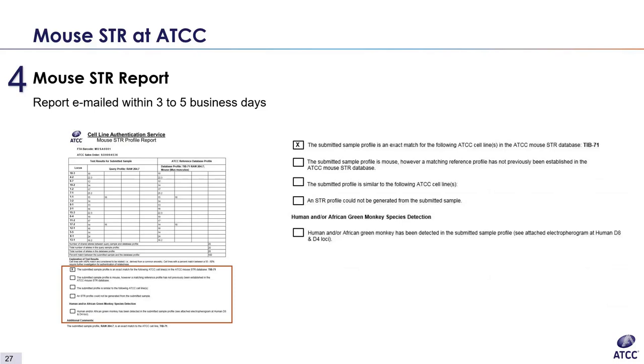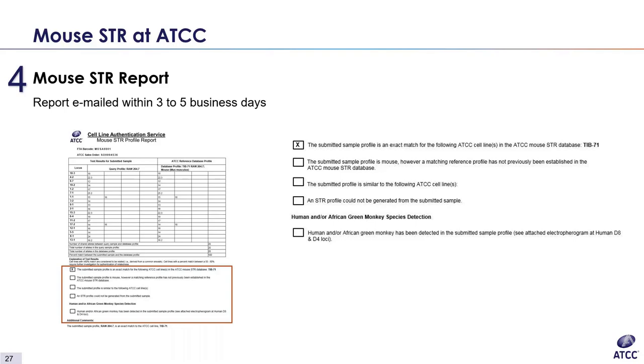On the bottom half of the first page, one of the four final result boxes will be checked. The first checkbox will correspond to a submitted sample that is an exact or 100% match to an ATCC cell line, which is what we have in this instance. The second checkbox will correspond to a full mouse profile being generated, but one that does not match one of ATCC's cell lines. The third checkbox will correspond to a sample profile that is similar or greater than an 80% match to an ATCC cell line. Lastly, the fourth checkbox corresponds to an STR profile that could not be generated from one of the submitted FTA cards.